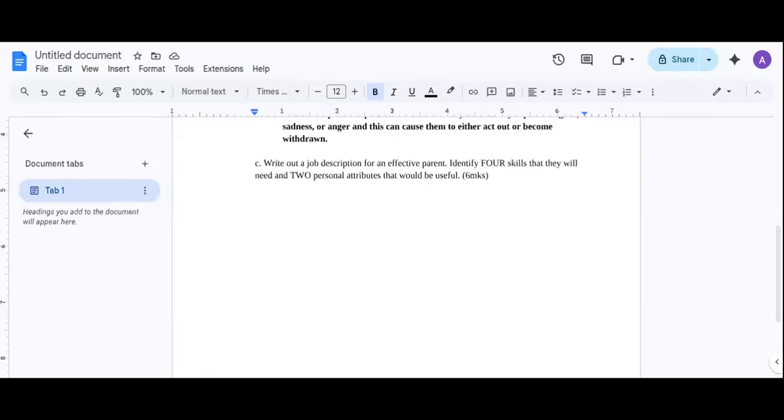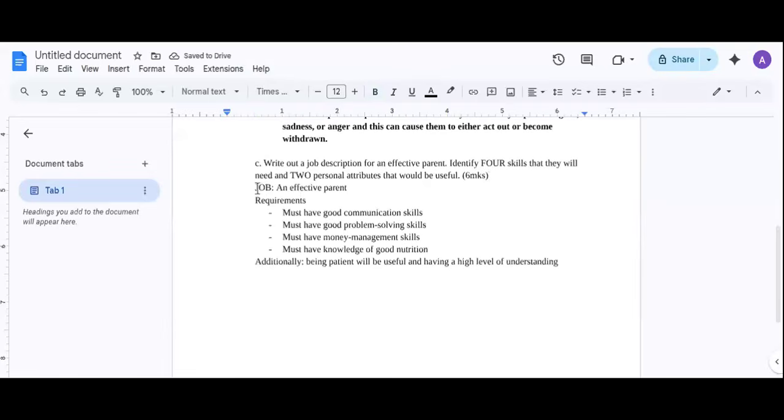Good. So I'm seeing someone is identifying the 4 skills: we have communication skills, problem solving skills, decision making skills, financial skills, and personal attributes, patience and responsibility. Excellent. So you would have answered.